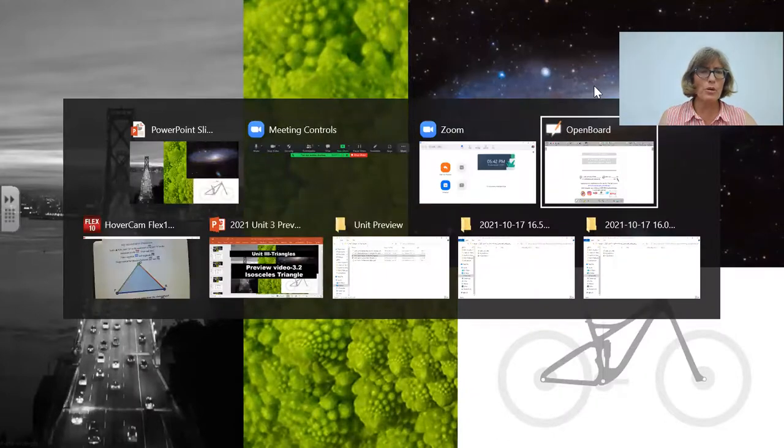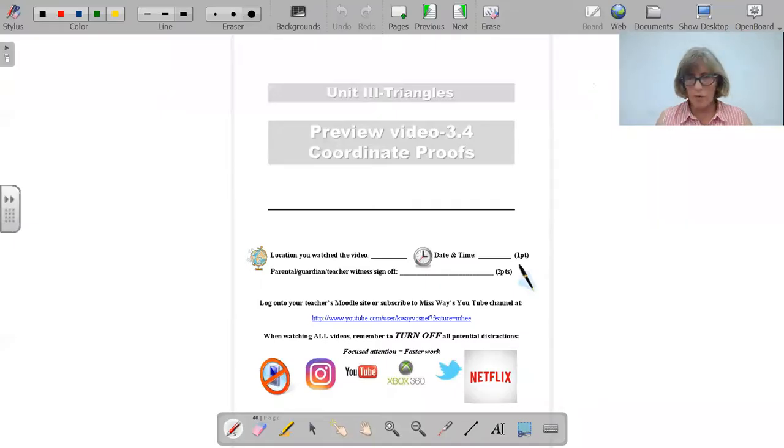Take a look here, folks. 3.4, we're going to be dealing with coordinate proofs as they relate to triangles. Don't forget date, time, and location for your sign-offs.